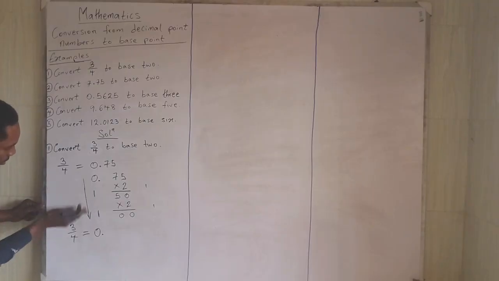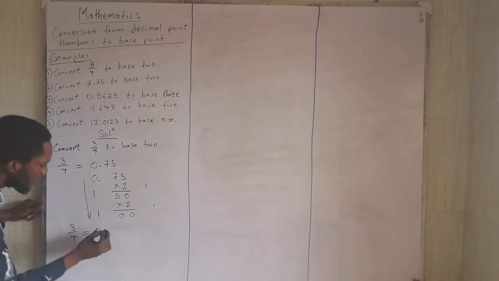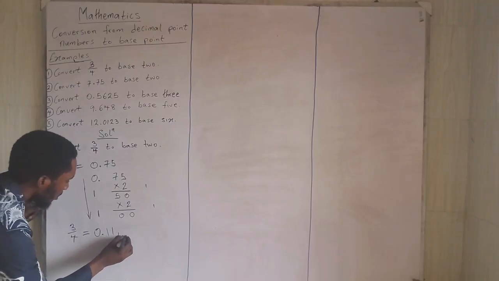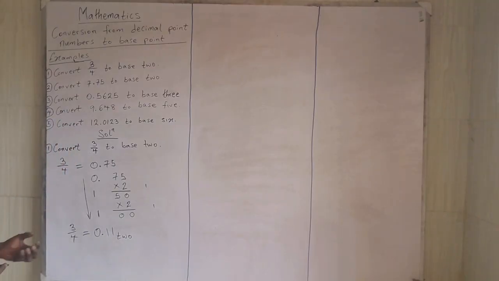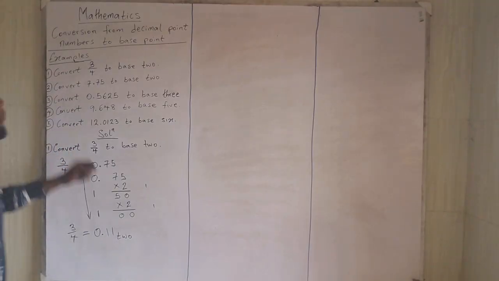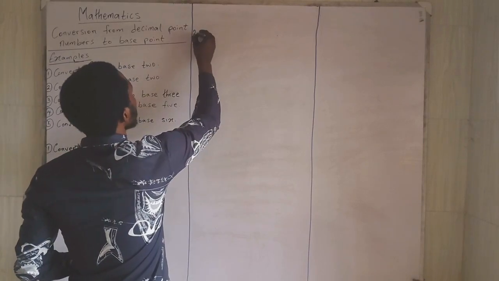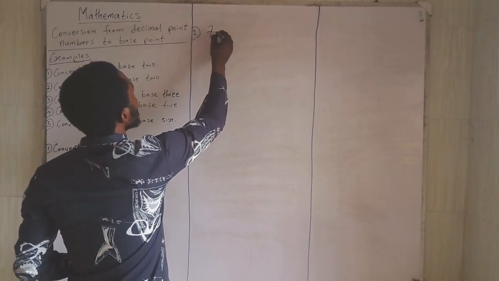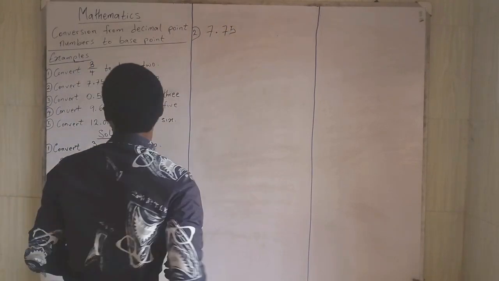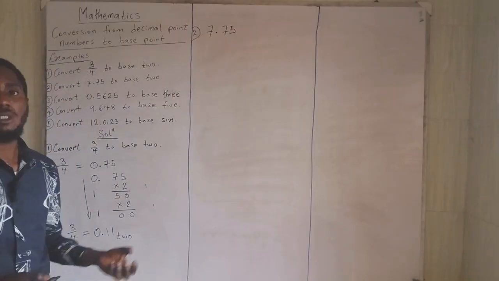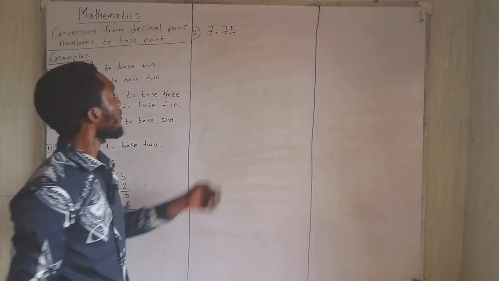Here we move downward. 0.1111 base 2. Let's take a look at another example. We want to convert 7.75 to base 2. What do we have to do here?